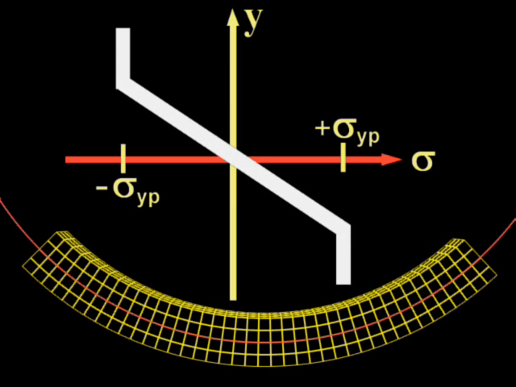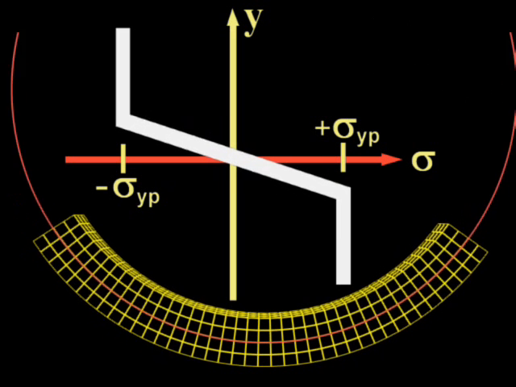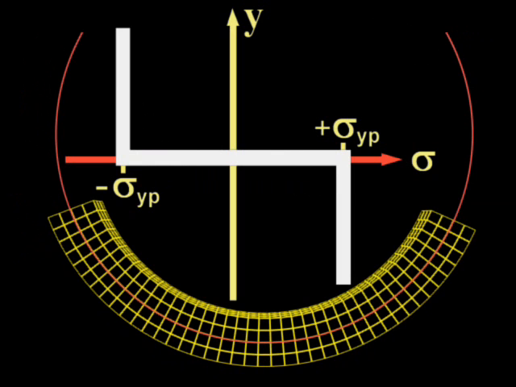A moment that causes some fibers to yield is called a partially plastic moment, expressed as MPP. There are a range of these for any particular beam design. Finally, the moment that is strong enough to cause all fibers to yield is called the fully plastic moment and is written MFP.